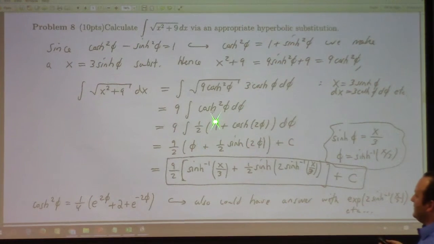So here I get cosh squared. This is the motivating example I gave you guys for why to do hyperbolic substitutions, this very problem.